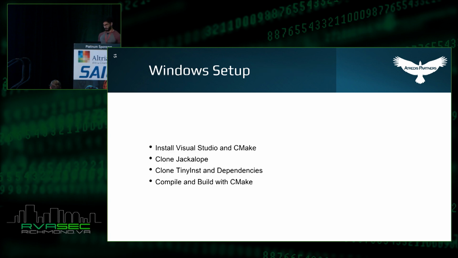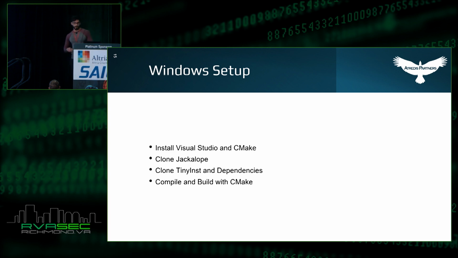For Windows, it's also similar. You install Visual Studio and CMake, clone the Jackalope repository, clone TinyInst and its dependencies. The second two bullets can be found on the Jackalope repository, all the instructions you need, and it just works out of the box. So the last one is compile and build. Now, as it stands right now, you have enough to actually get fuzzing done. You can fuzz the target and potentially find some crashes.